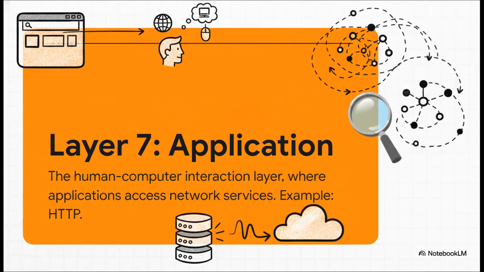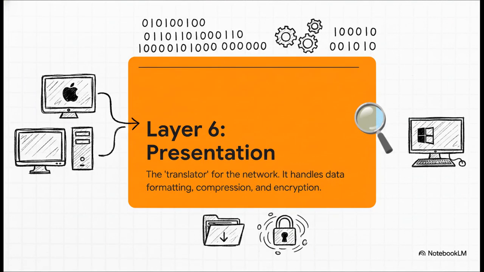So layer 7, the application layer, this is the one you actually see and interact with. When you open a web browser, you're using HTTP, an application layer protocol. It's that bridge between the software you're using, like your favorite social media app or a streaming service, and the network itself.